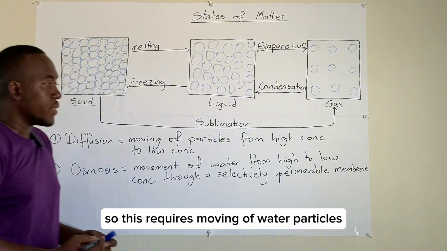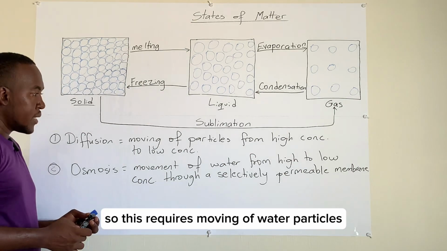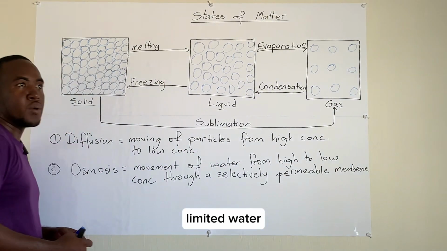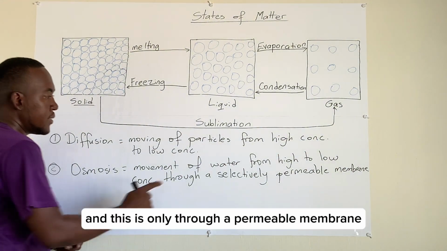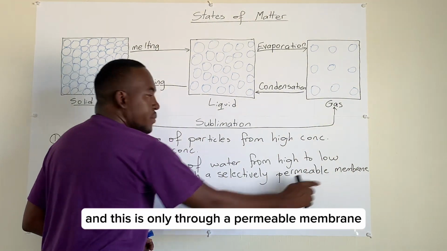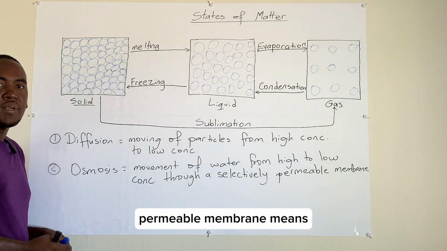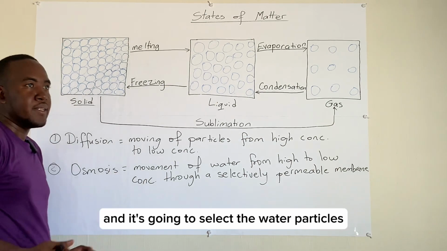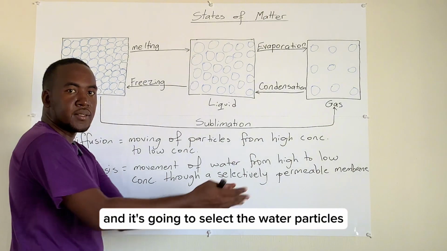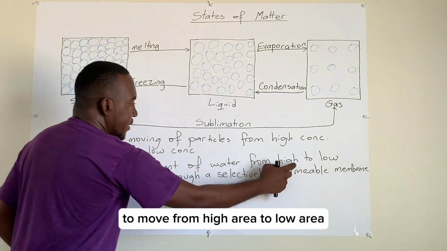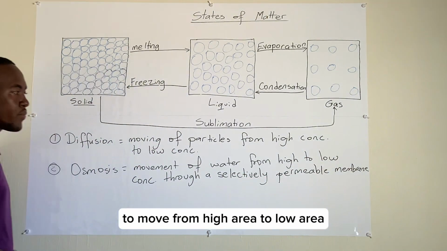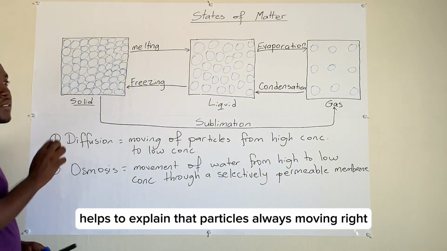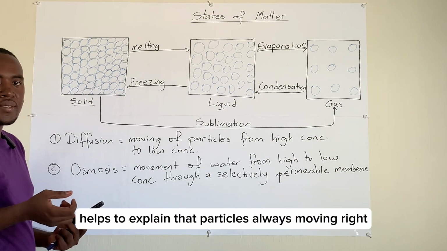So this requires moving of water particles, again from high concentration to where we have limited water. And this is only through a permeable membrane. Permeable membrane means it selects what particles to pass through, right? And it's going to select the water particles to move from high area to low area. So these two processes help to explain that particles are always moving, right?